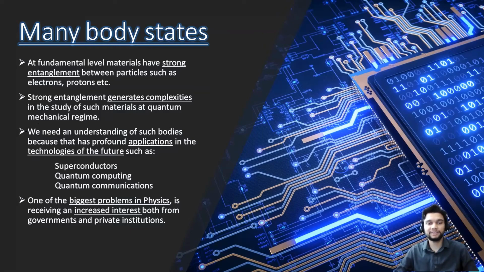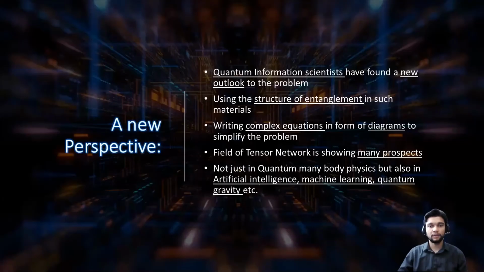Understanding many-body states is one of the biggest problems in physics right now, and it is receiving an increased interest from both government and private institutions because of its potential applications. Now, the problem of many-body physics is very old, and there have been many approaches to solve these problems. But quantum information scientists have found a new outlook on this problem that has been showing a lot of prospects. This outlook uses the structure of entanglement in such materials to write complex equations in the form of diagrams and simplifies the problem. This is done in the field of tensor networks, which has been showing many prospects lately. And tensor networks are not just applied in the field of quantum many-body physics, but also in artificial intelligence, machine learning, quantum gravity, and so on.